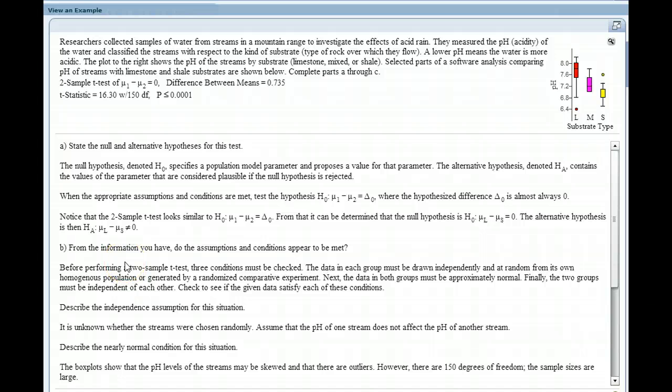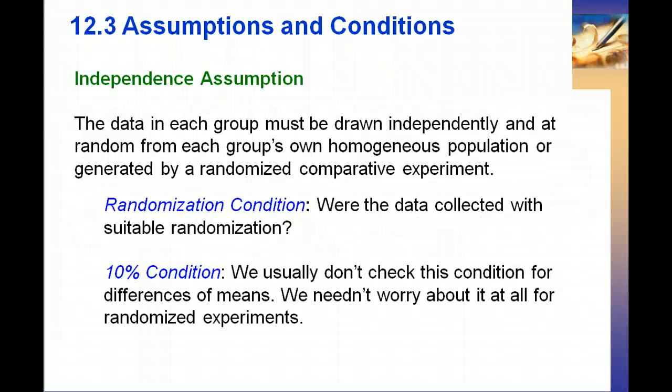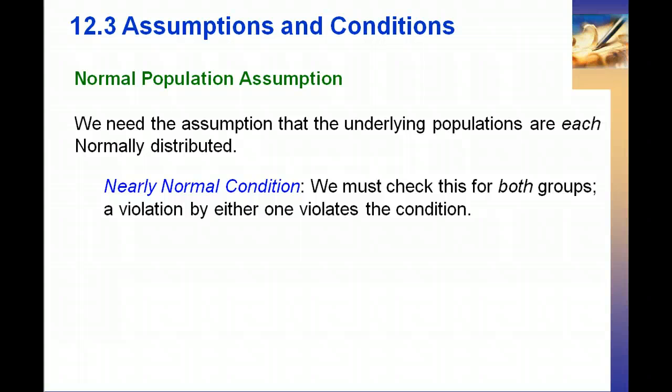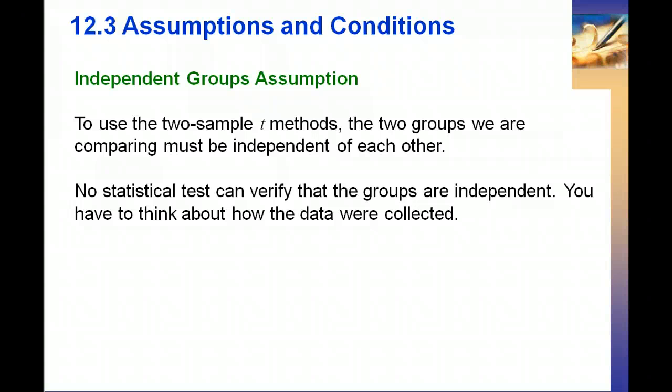Continuing with part B, we want to look at the information to see if the assumptions are met. There are some assumptions that are intrinsic to this type of analysis, because there is some science that goes beyond what we are concluding, and it speaks about randomization and a 10% condition. It also speaks about normality, that the distributions are normal, and it also speaks about independence between the groups.